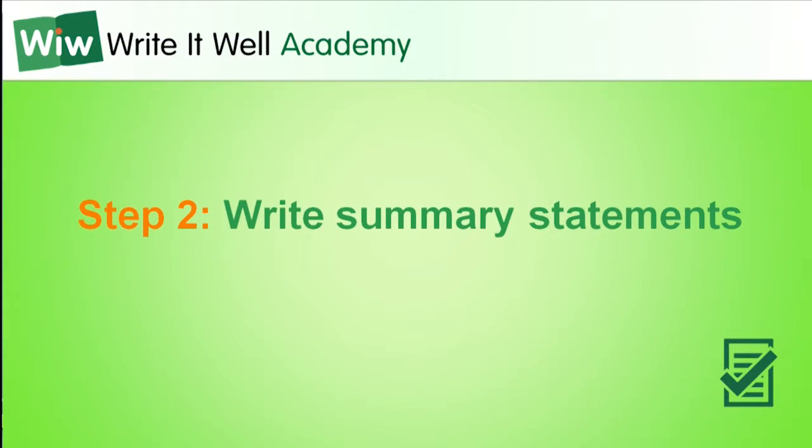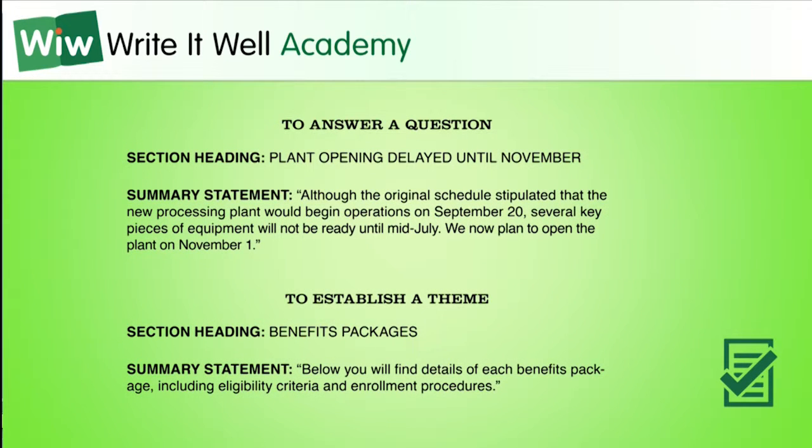Step 2 is to write summary statements. Here are 2 examples. The first one is to answer a question. Your section heading is plant opening delayed until November. And the summary statement is, although the original schedule stipulated that the new processing plant would begin operations on September 20th, several key pieces of equipment will not be ready until mid-July. We now plan to open the plant on November 1st.